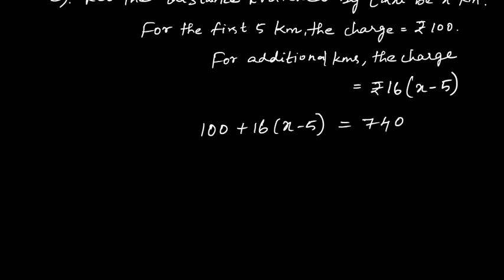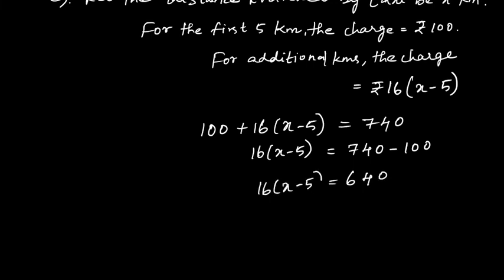So using this expression, find the value of x. So 16 into x minus 5 is equal to 740 minus 100. So 740 minus 100, you will get 640. So 16 into x minus 5, so x minus 5 is equal to 640 divided by 16, and when you divide you will get 40. So x minus 5 is equal to 40.